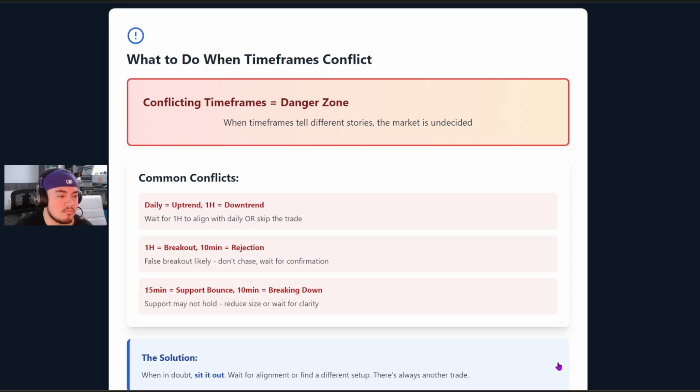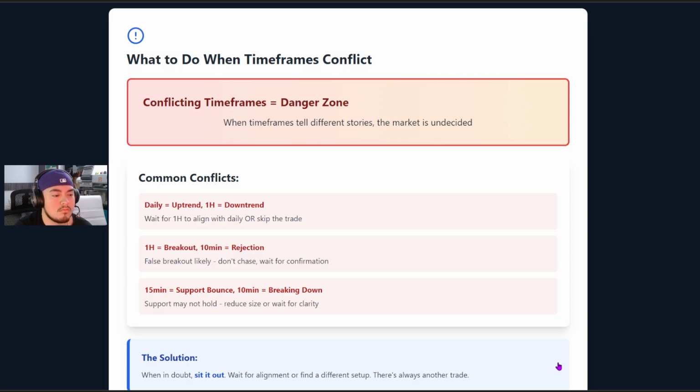Don't blow yourself up. If the 1 hour is breaking out and the 10-minute is rejecting, it's likely a false breakout. Don't chase it. Wait for the confirmation. Wait for the candle to close, especially in the morning. The candle closes at 10 o'clock. Wait for that first 30 minutes. Look at how that hourly candle closed. The 15-minute looks like a support bounce, but the 10-minute is breaking down. Support may not hold. Reduce size or wait for clarity.